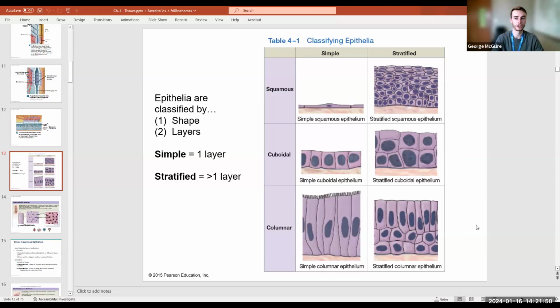And then lastly, we have our columnar epithelium. They have almost a column shape, almost rectangular, I suppose. They're very long, and again they can be simple or stratified.